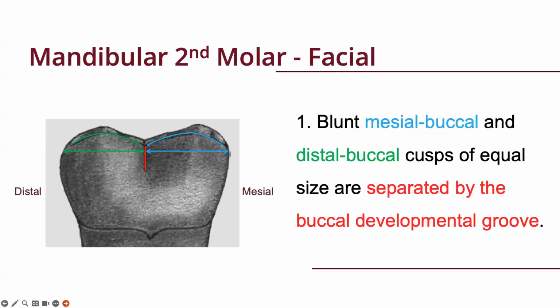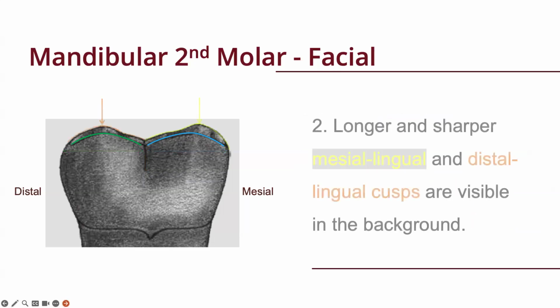From the facial aspect, the blunt mesial buccal and distal buccal cusps of equal size are separated by the buccal developmental groove. The longer and sharper mesial lingual and distal lingual cusps are visible in the background. So here from the facial view, again, your mesial buccal cusp is a little bit blunter and shorter than its mesial lingual cusp behind it.